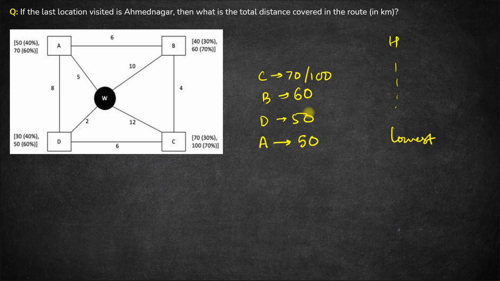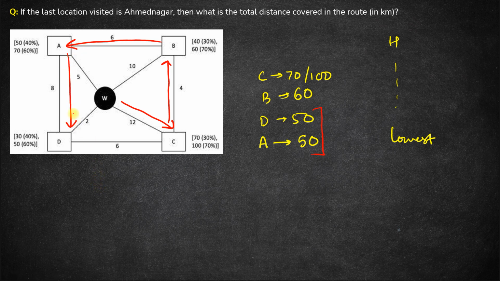So now what would happen is the person will first go to C because C has the highest demand. After C, the person will go to B because it has the second highest demand. After B, it can go to D or A, both have the same demand. Now if both have the same demand, the person will go to the location which is closest to B. And the closest to B out of A and D is A. So after B, the person will first go to A and not D.